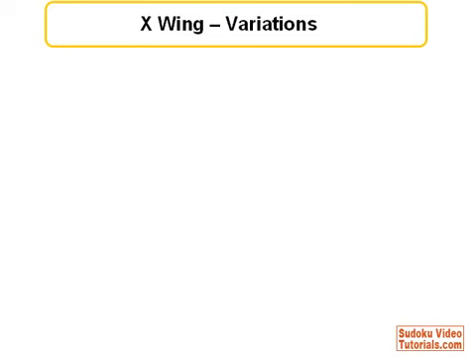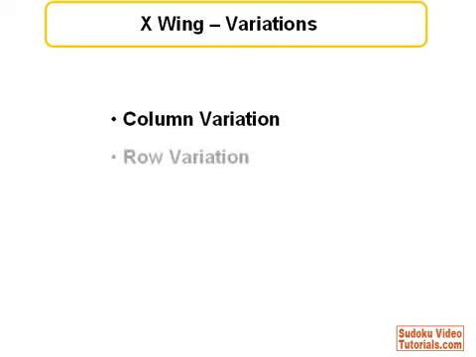In this episode, we'll cover the X-Wing technique, which is used in solving some of the hardest puzzles. Now, X-Wings come in two variations, the column variation and the row variation. In this episode, we'll cover the column variation. So let's start with our first example.